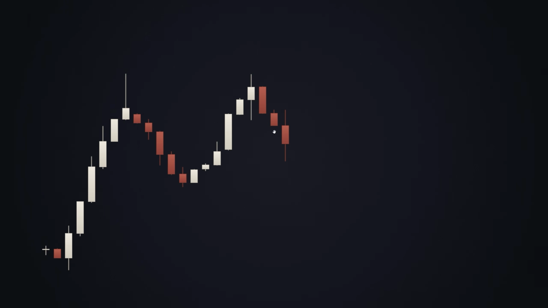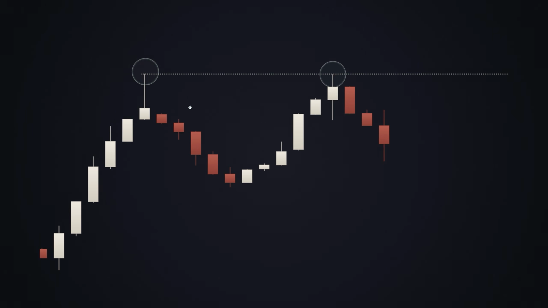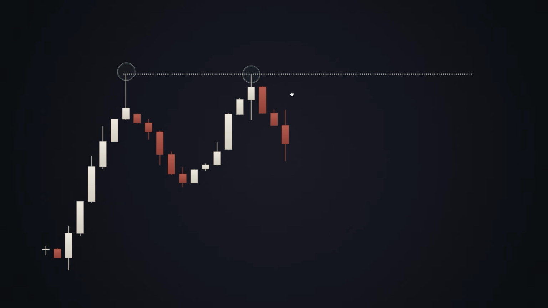I am looking at the London session on pound dollar. Notice these two highs right here. They are almost perfectly equal. Most traders are marking this as resistance. They are waiting to sell the third touch. I am doing the opposite. I am marking this as a liquidity pool.